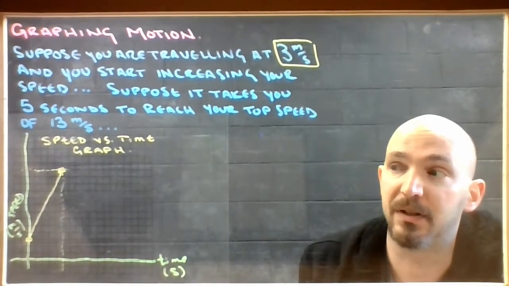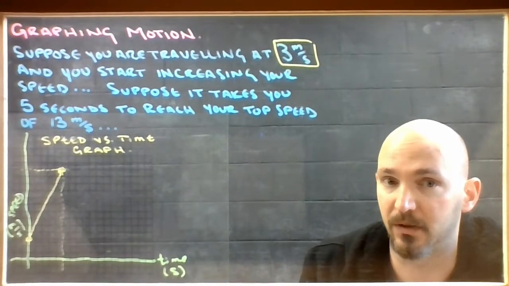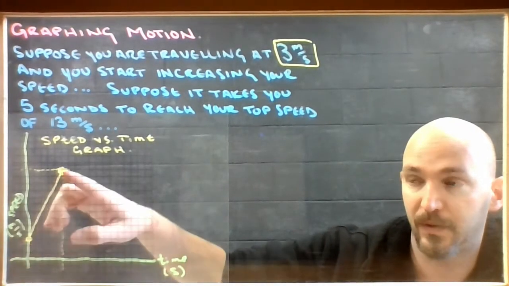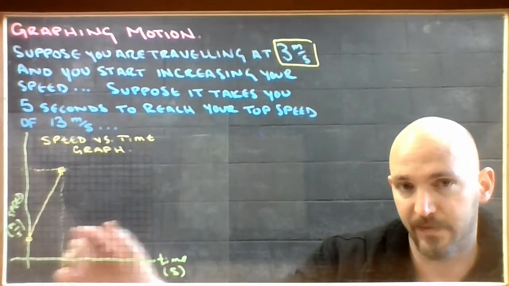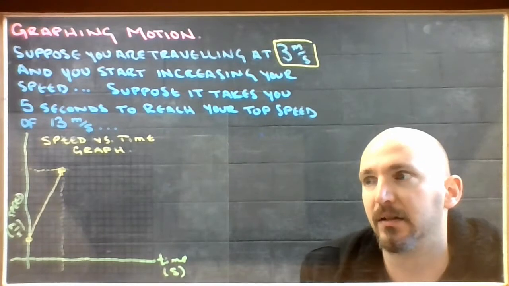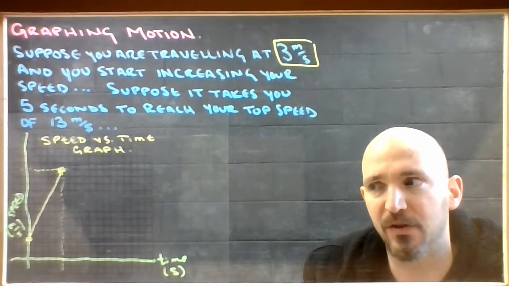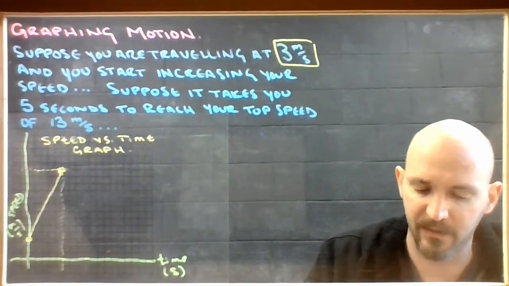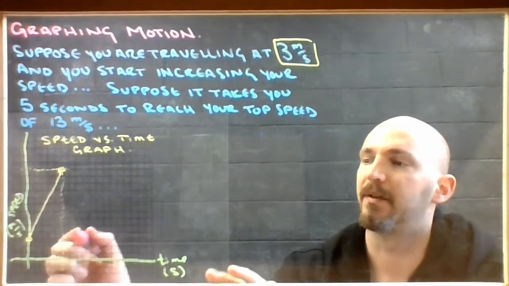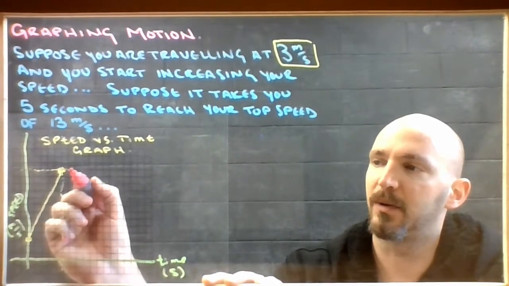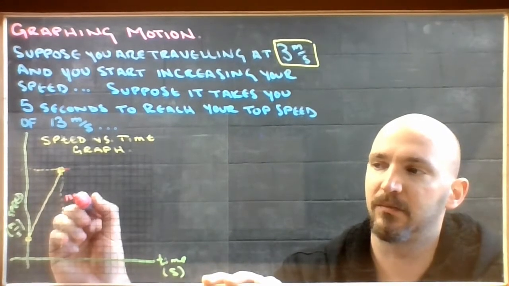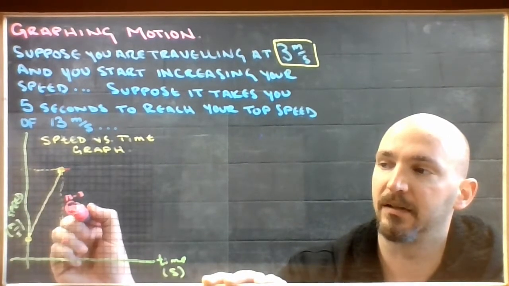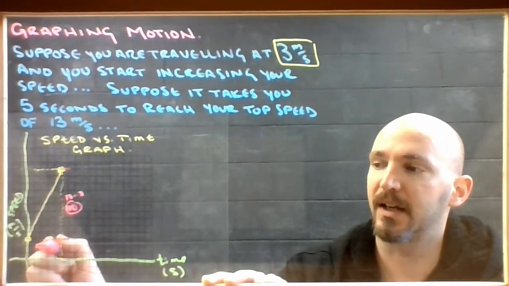Now, there's some information that we can calculate from this particular graph. For example, if I've gone from 3 to 13 in only 5 seconds, I must be accelerating. So that information should be on this graph somewhere. I should be able to figure out what my acceleration was. So if I were to put some notation on here then, if I started at 3 and I went all the way up to 13, 13 minus 3, that's a 10 meter per second increase. And it only took 5 seconds to do that.